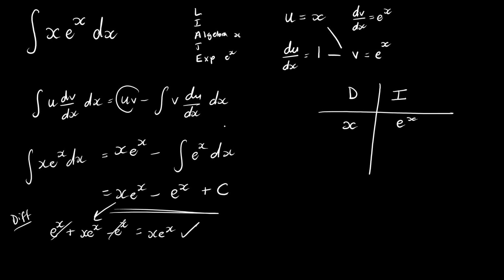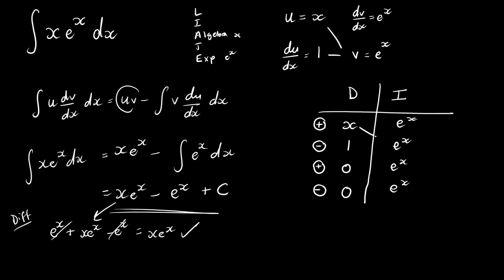Because of the minus sign in the formula, we're going to write next to it some alternating signs: plus, minus, and that pattern would carry on. If I differentiate x, I'd get 1. Differentiate 1 and get 0. If I differentiate 0, I'd get 0. I could keep going, but I'm just going to keep writing 0, so it's pointless. If I integrate e to the x, I would get e to the x, e to the x, e to the x. So on the D side, I'm differentiating, on the I side, I'm integrating.